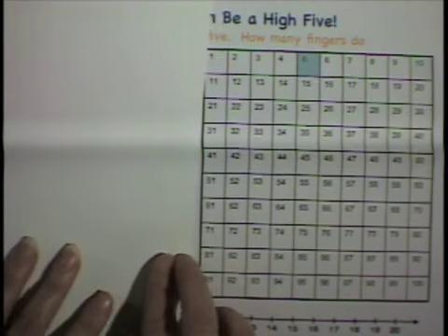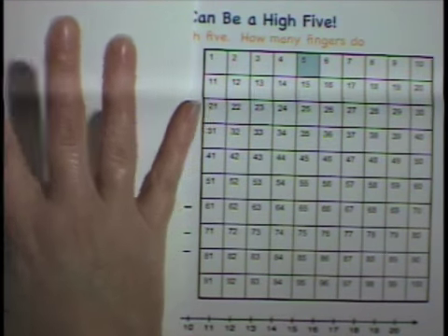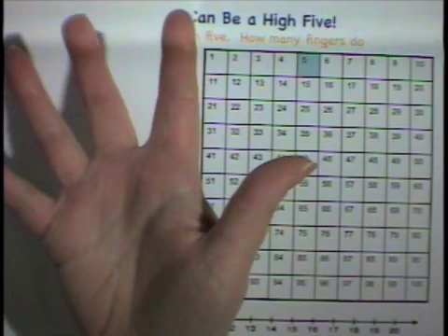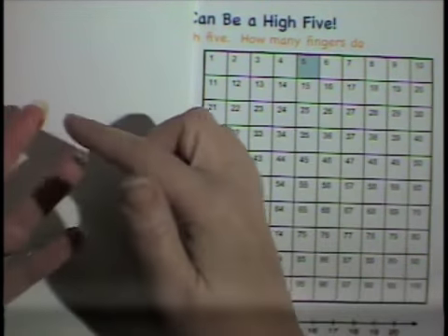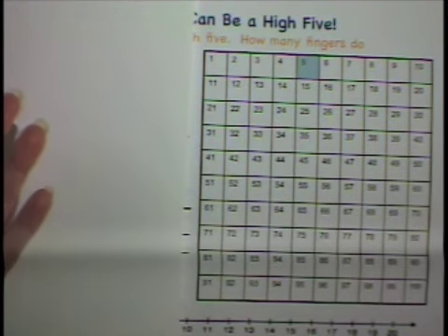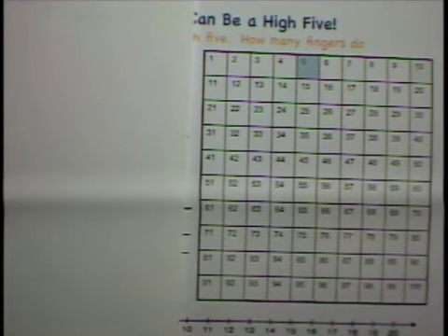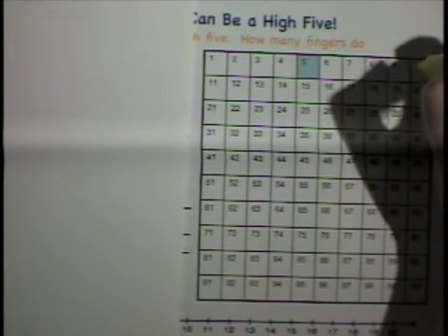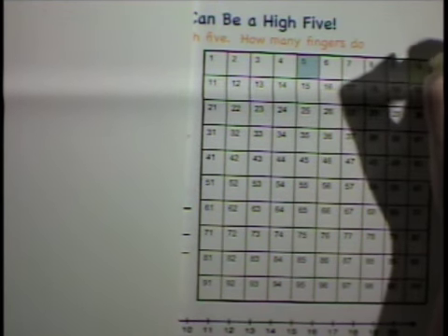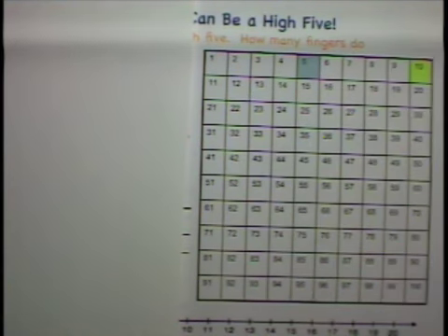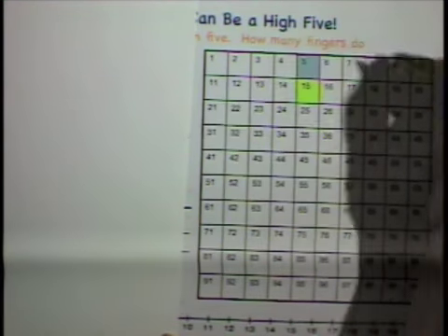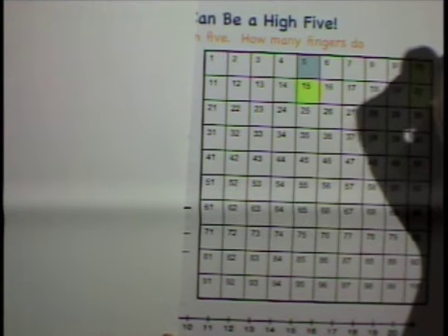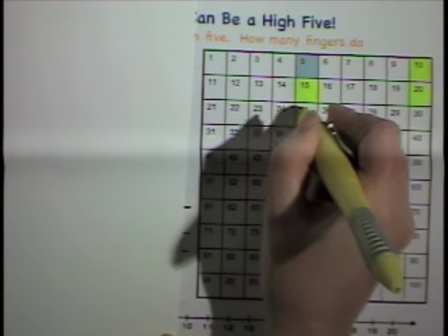Luckily, most of our hands all have 5 fingers, so the hand is a great tool for counting by 5s. So if I have one hand, we know that there are a total of 5 fingers. When we add a second hand, we know there are 10 fingers. So we would ask your child to fill in the hundreds chart to say how many are on 2 hands, which is 10. We can continue that pattern. 3 hands would have 15 fingers. 4 hands would have 20 fingers. 5 hands would have 25.